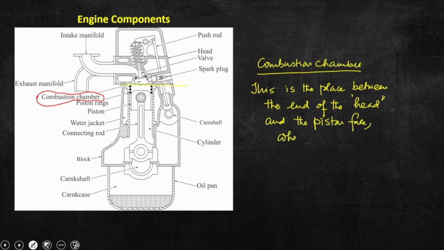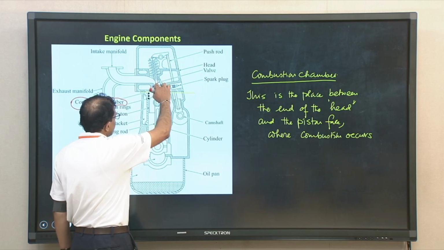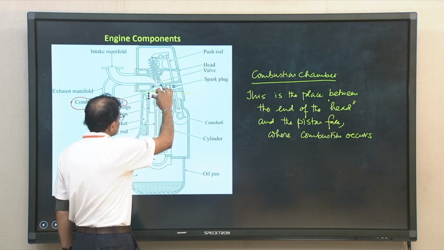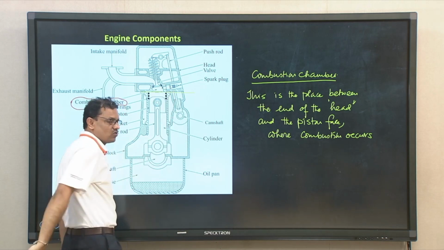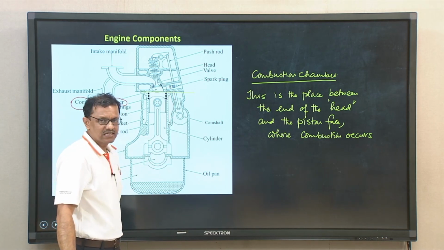Where combustion occurs. Now, try to understand. So, this is the head and piston face. So, the gap between these two components is the combustion chamber.